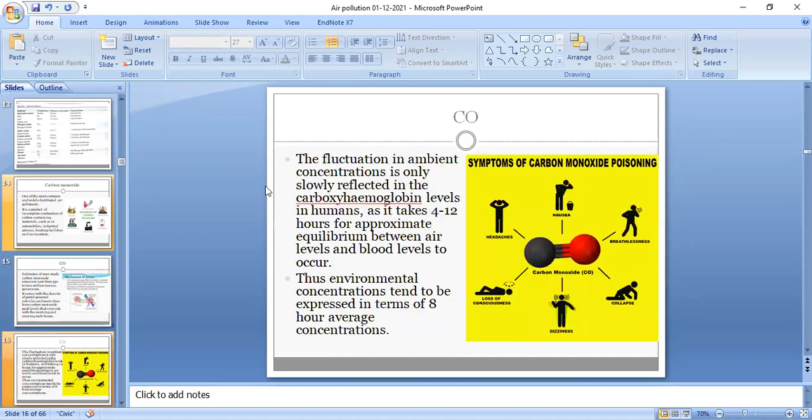The fluctuation in ambient concentrations is only reflected in the carboxyhemoglobin levels in humans, as it takes 4 to 12 hours for approximate equilibrium between air levels and blood levels to occur. Thus, environmental concentrations tend to be expressed in terms of 8 hours average concentrations. The symptoms of carbon monoxide poisoning are nausea, headache, loss of consciousness, breathlessness, collapse, and dizziness.